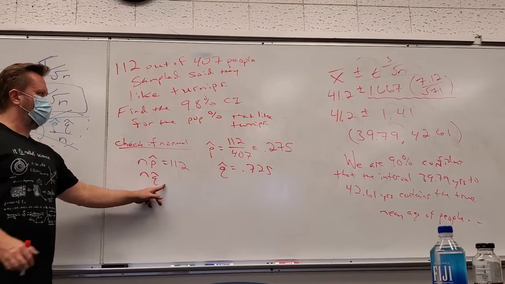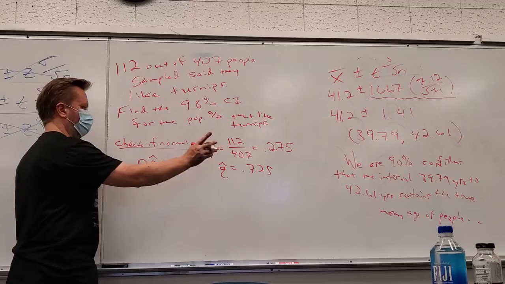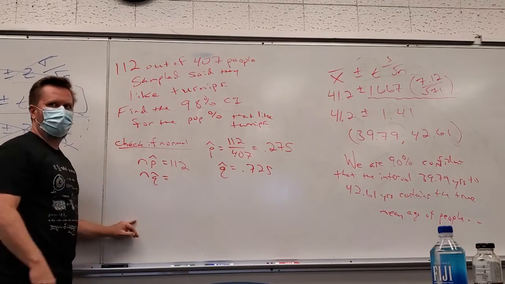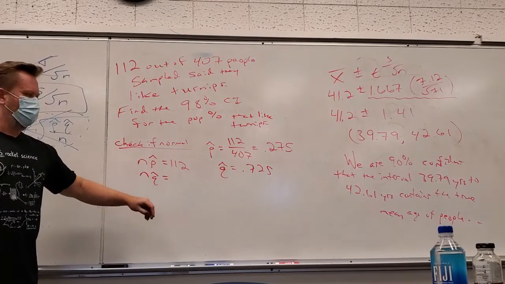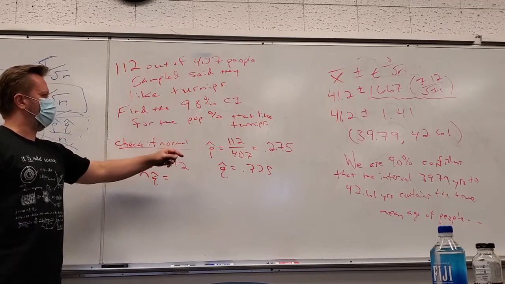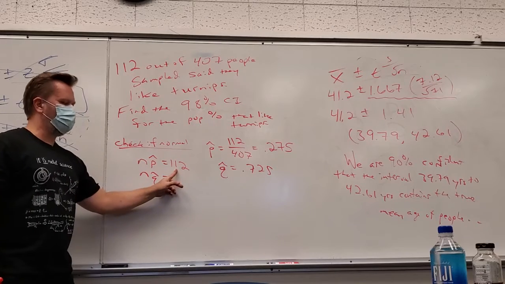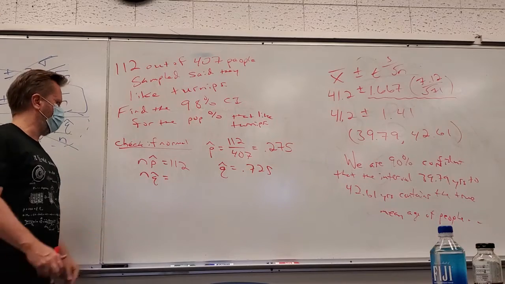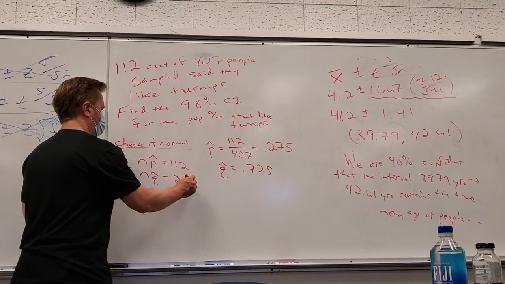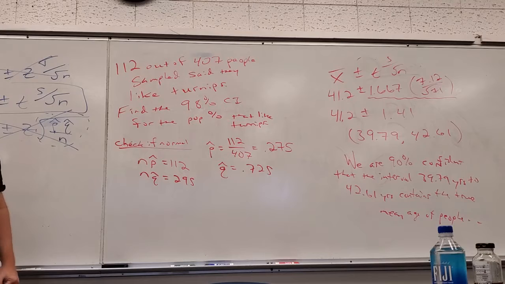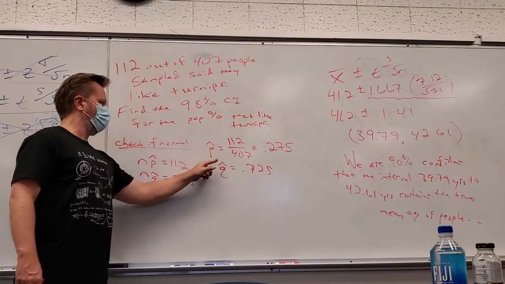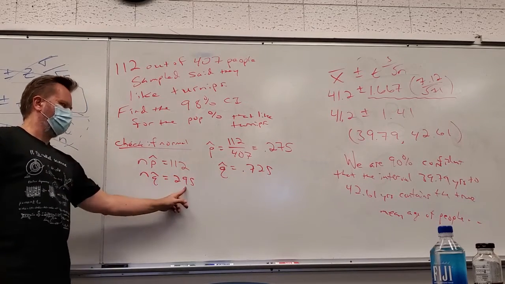And so what's n times q-hat? If you wanted to, you could just do 407 times 0.275. It's not going to be 112 exactly because we rounded. For n q-hat, you could do the same thing, or you could just say there's 407 people total, 112 are there, so the rest are going to be here. That's going to be 295, I think. And again, just do 407 times 0.725. Just do n times q-hat and you'll get roughly this.